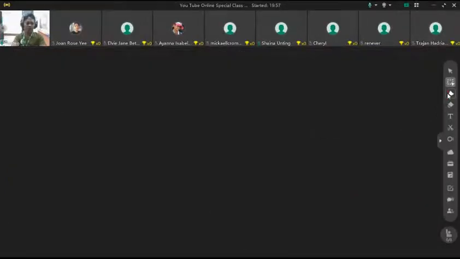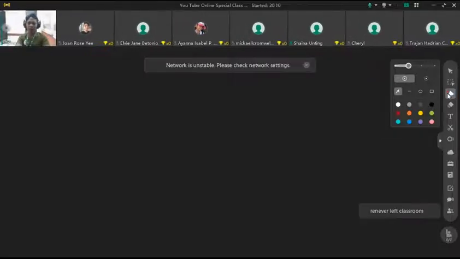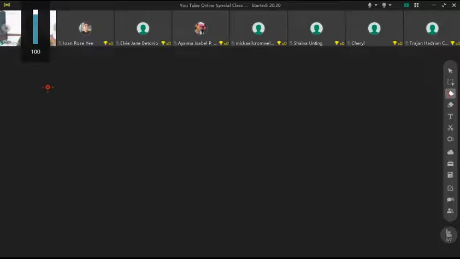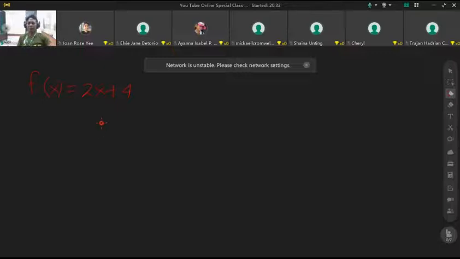So I will repeat, if the given is a table of values and you are to find the graph of the inverse function, you just have to interchange their values. I hope you understand. Now, how about if the given is the function itself, 2x plus 4? How do we graph this one?